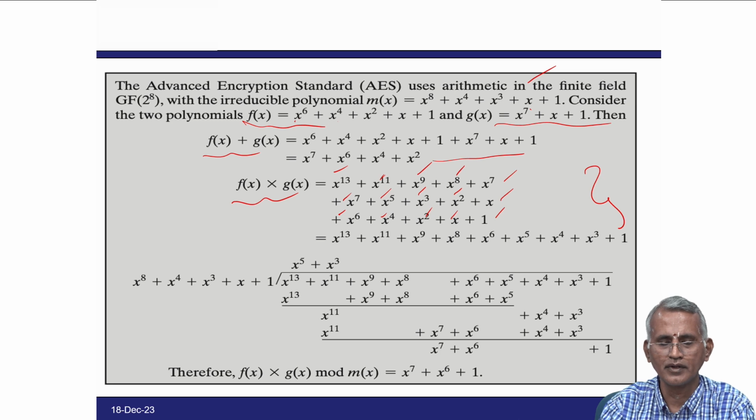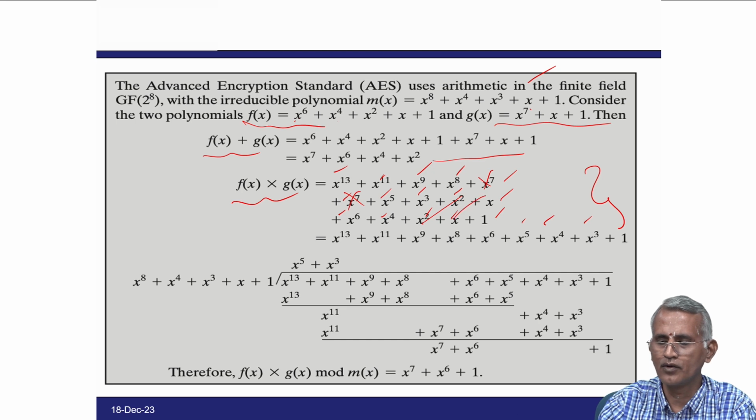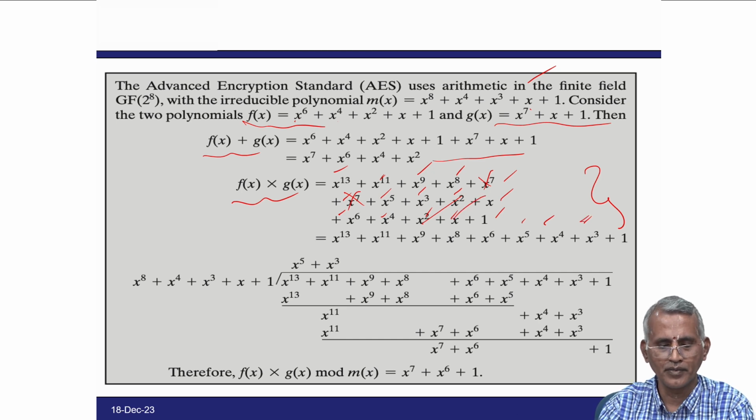So, now add them. The x power 13 has only one term, therefore x power 13, x power 11, x power 9, x power 8, x power 7 plus x power 7 is 0. So, these two become 0, then x power 5, and then x power 4, and then 1 x cube, then x square 0, and then x 0, then 1. So, this way we can multiply them.